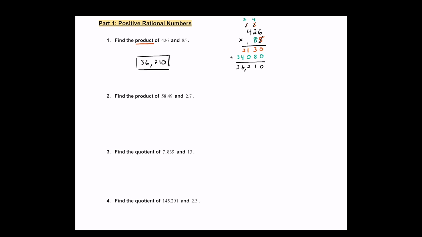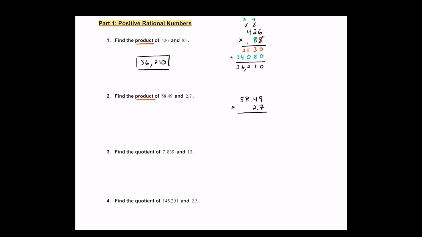Okay, for number 2, we're going to have the same idea here. We're going to find the product, but this time we're going to deal with decimals. Remember, you can just ignore the decimals when you're multiplying and then just deal with them at the end. I'll write them, but we'll just try to ignore them. Don't line up the place values because that's not necessary. Just line up the number of numbers.